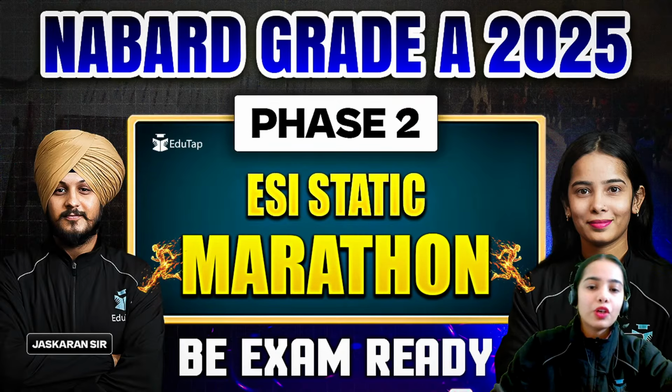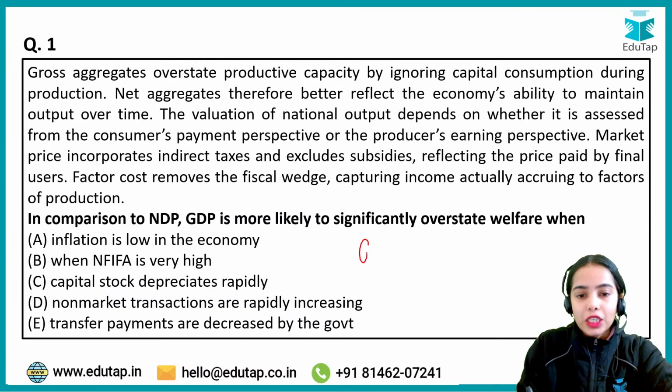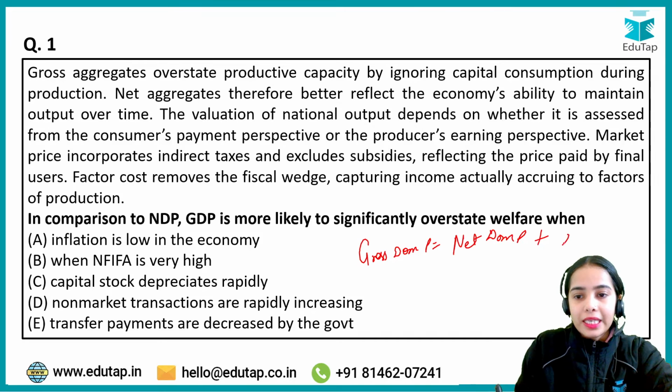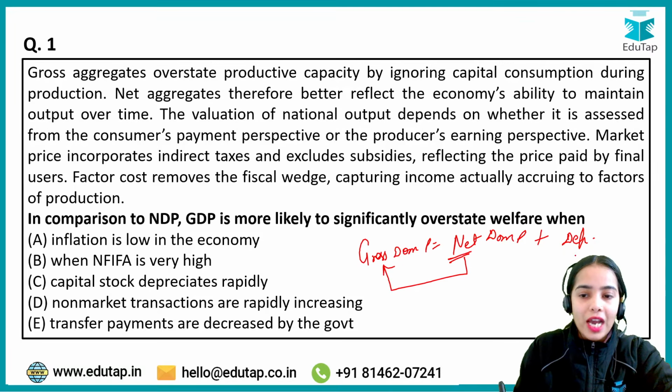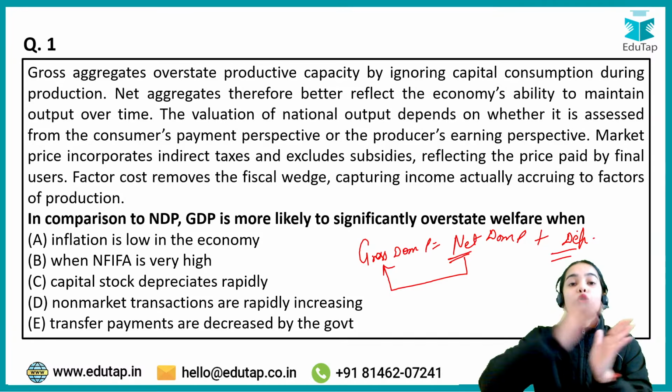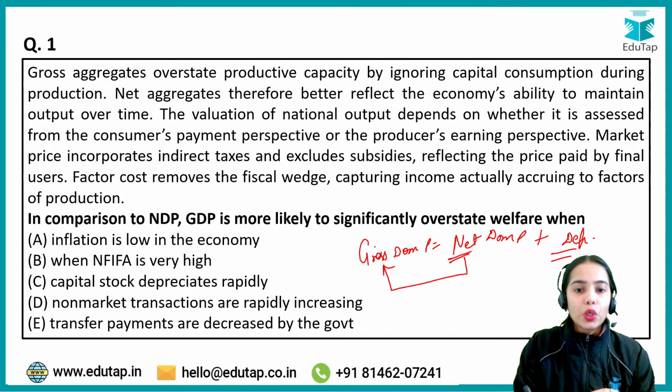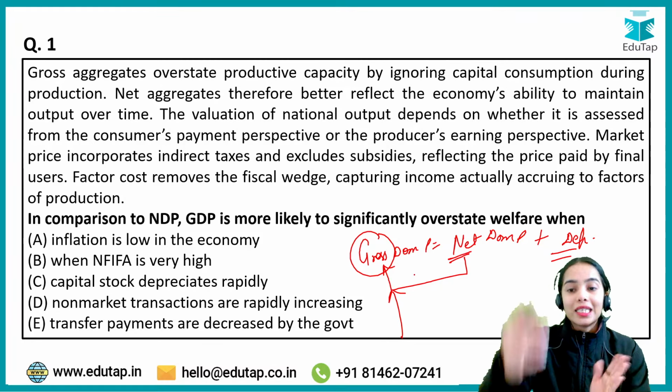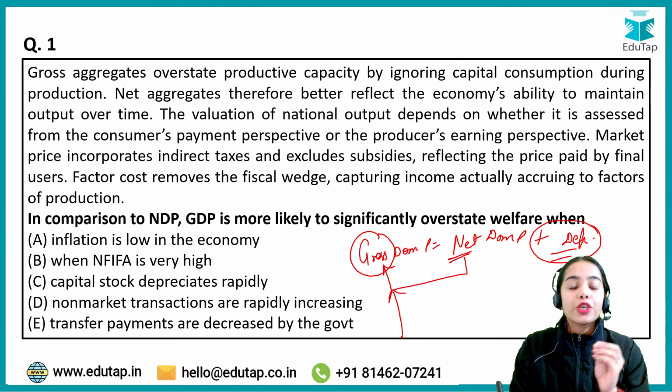Basically, the gross domestic product is equal to net domestic product plus depreciation. So if you want to convert the net into gross, we have to add depreciation. If the capital stock is depreciating rapidly, if there is huge depreciation, then the gross value will be overstated. The gross domestic product will be higher just because the depreciation is huge in the country.